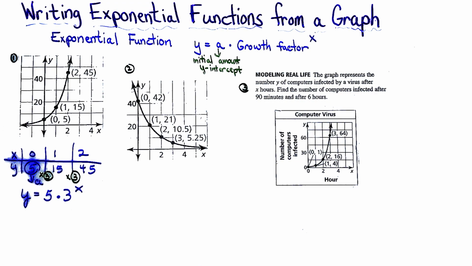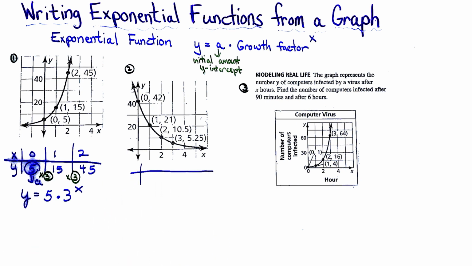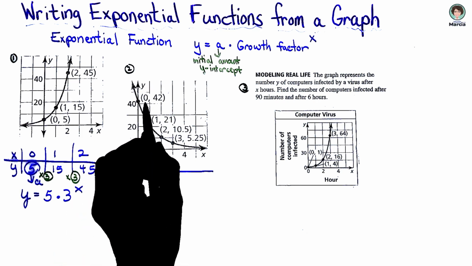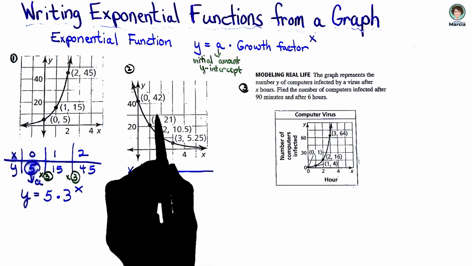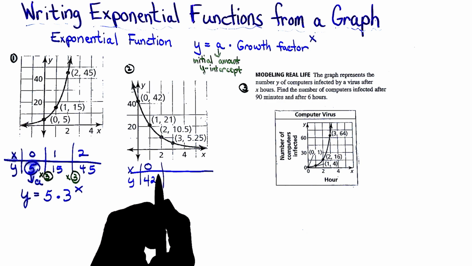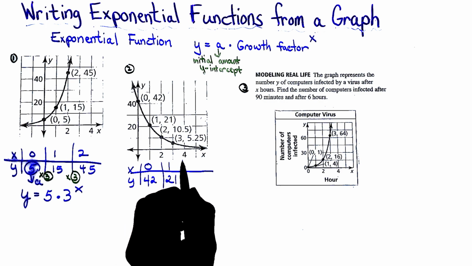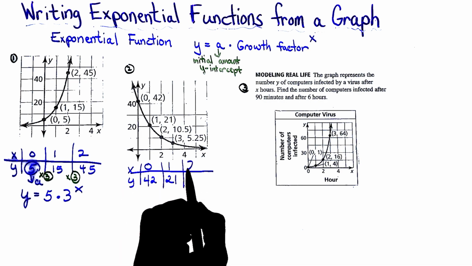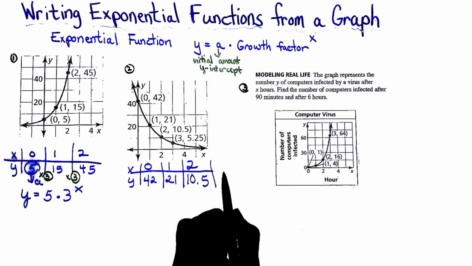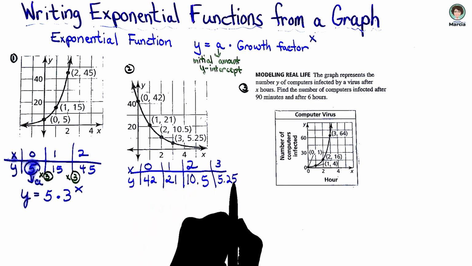All right, well, let's look at number 2. Again, I totally suggest making a little chart. It doesn't take a lot of time. And so I'm putting my first point down. Oh, I see. This is going to be decreasing. It starts at a 0 and the y is a 42. My second point, y is a 21. For my third point, x is a 2 and y is a 10.5. And then my last ordered pair, I see that we have 3 and we have 5.25.